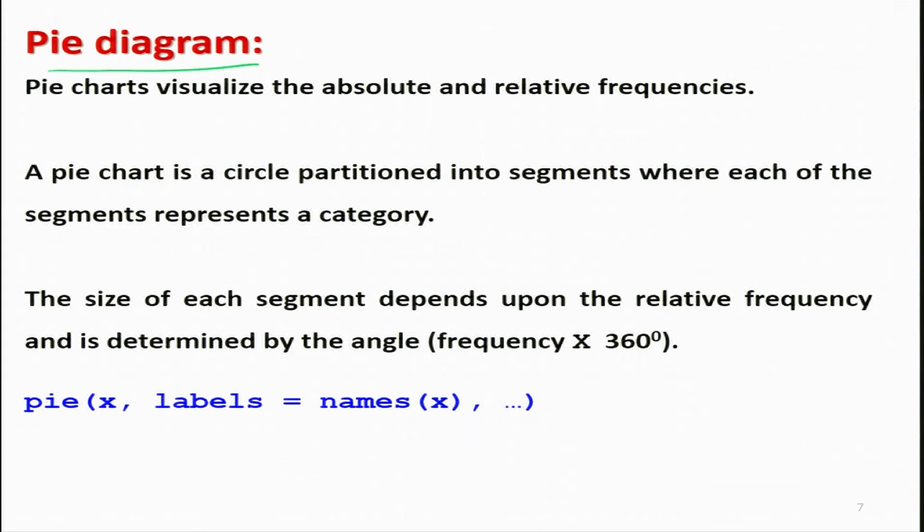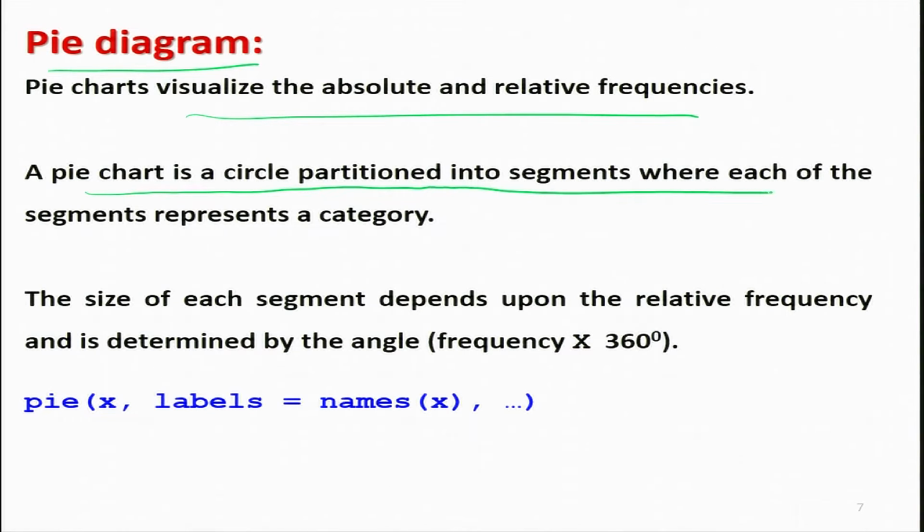Right. So this chart, or pie diagram, also visualizes the absolute and relative frequencies just like the bars. The only difference is that in the case of a bar diagram we create a bar, but in the case of a pie diagram we create a circle in which partitions are created into segments, where each segment represents a category, just like in the bar plot the bar represents a category.